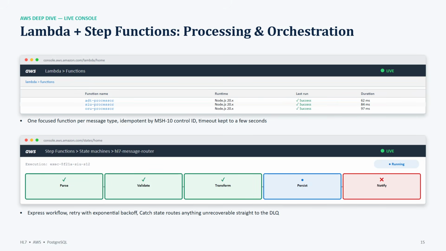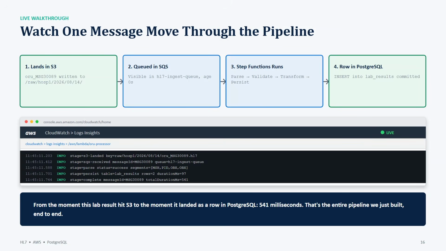Here is the processing layer live. Three Lambda functions, one per message type, all green, all running in under 100 milliseconds. And below it, look at this. This is an actual Step Functions execution graph, and I have caught it mid-run. Parse, validate, and transform are already done, shown in green. Persist is running right now, that's the blue one. Notify hasn't fired yet. This is exactly the kind of trace you would pull up in a real incident call to see precisely where a message is stuck.